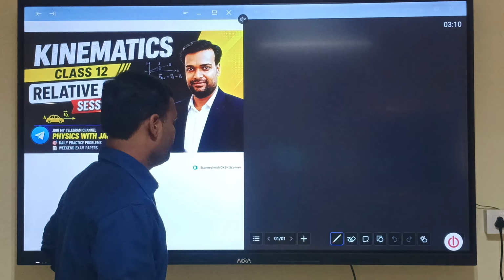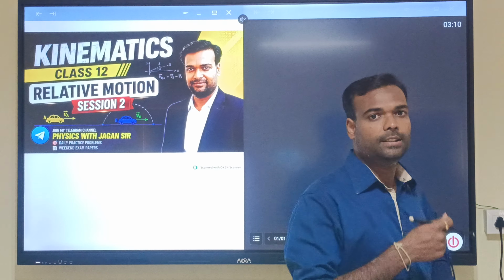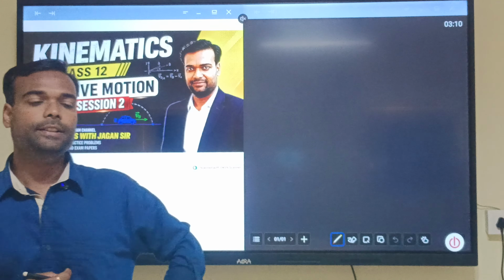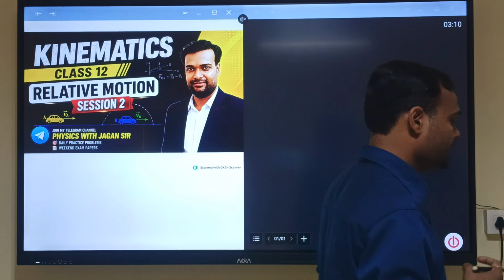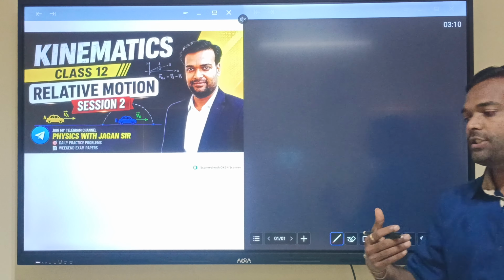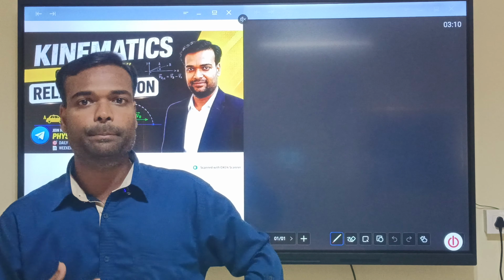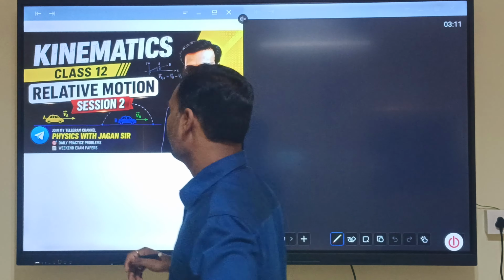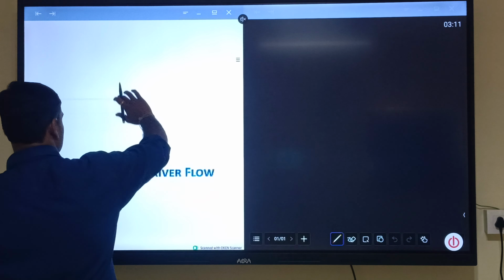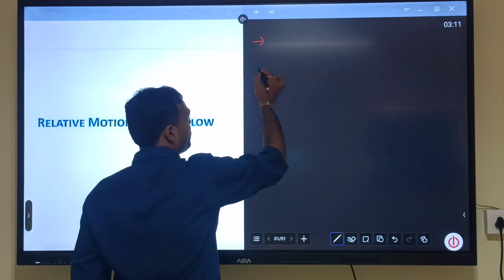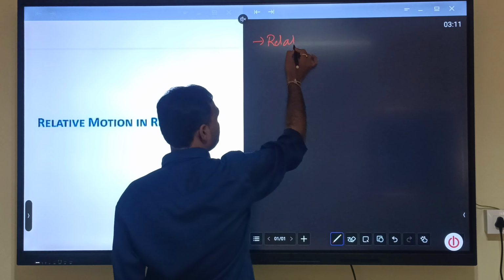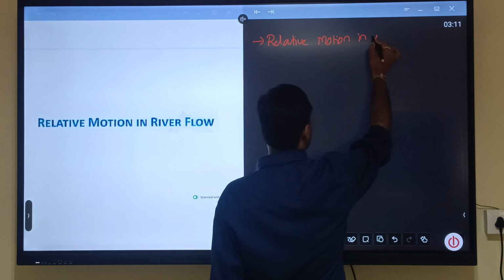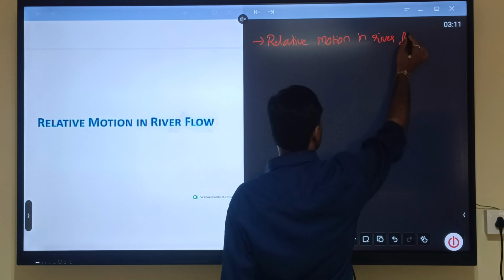And here we have successfully completed 11 classes in kinematics, and in the 11th class we started relative motion. This relative motion is a large topic, that's why we make it into subparts, and today we are going to see the second session on relative motion. Here, relative motion in river flow. The concept name is relative motion in river flow.